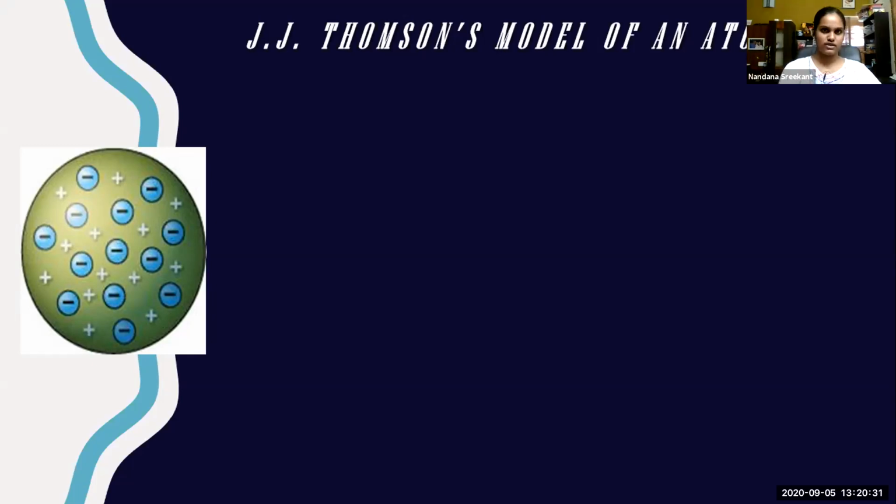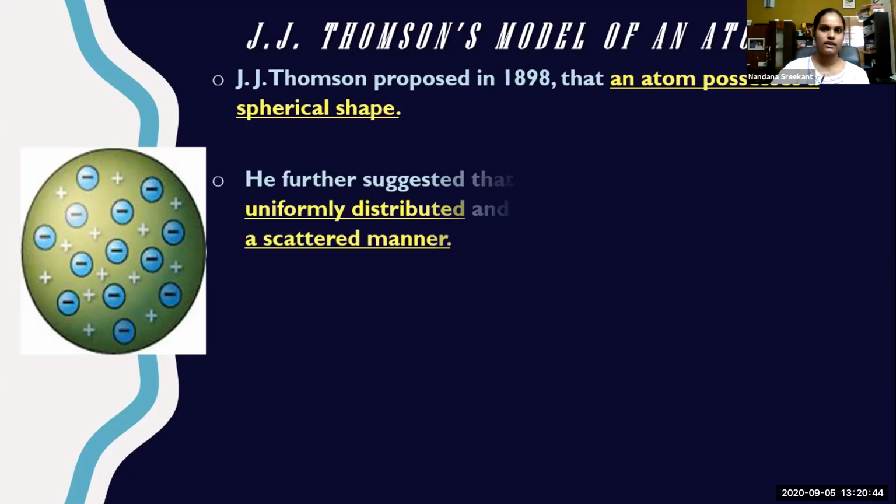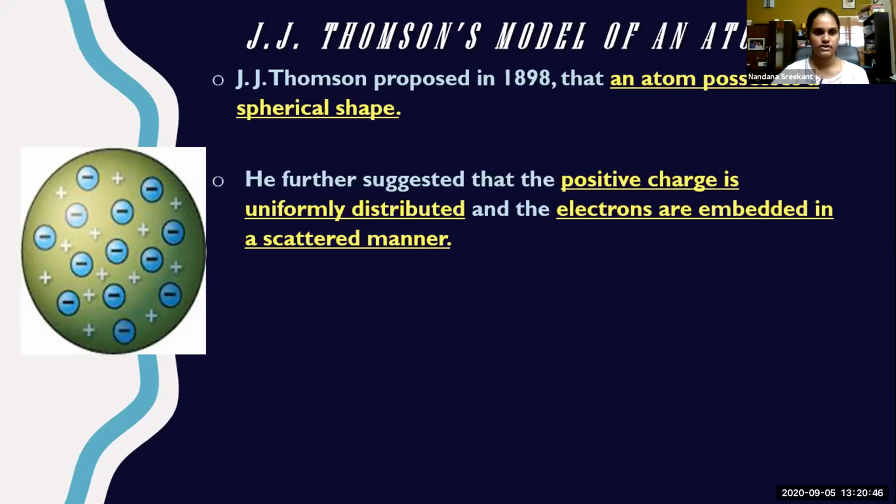So first we have J.J. Thomson's model of an atom. After a lot of experimentation, he proposed in 1898 that an atom possesses a spherical shape. He further suggested that the positive charge is uniformly distributed, which means the whole spherical cloud. Here there is a picture. The whole spherical cloud here you can see is positively charged, and the electrons are embedded in it in a scattered manner.